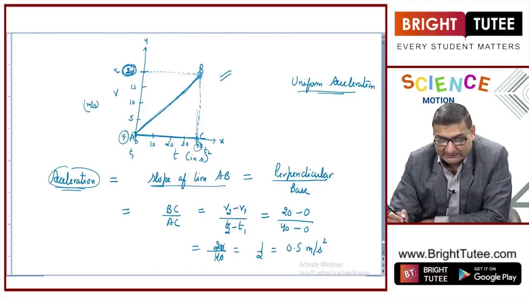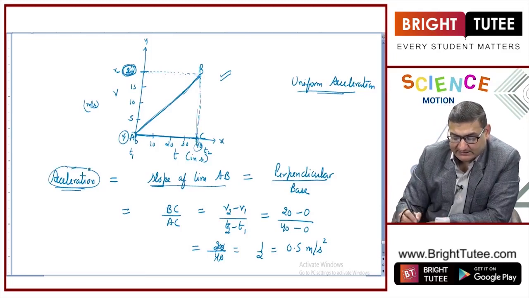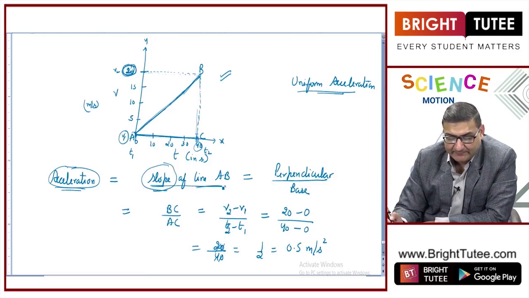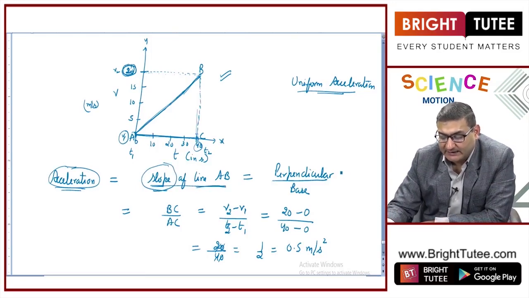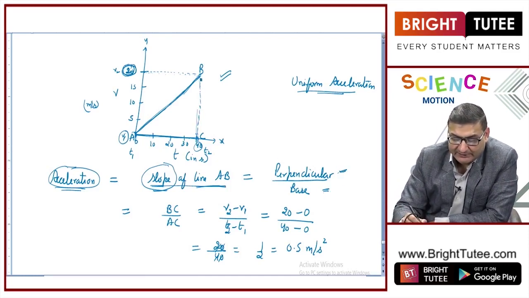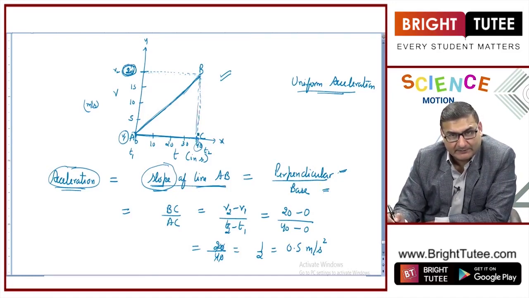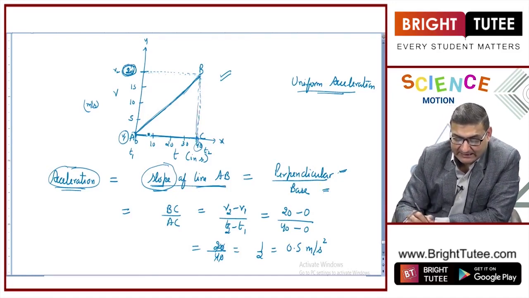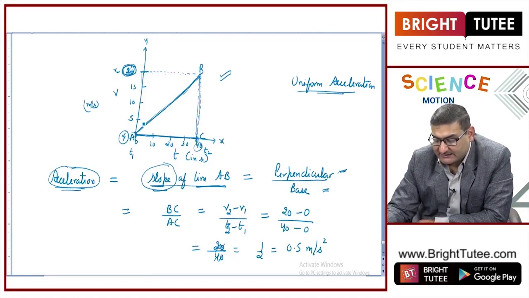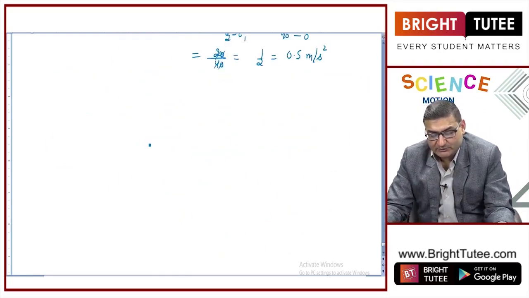So, what we have done is we have calculated acceleration by using the formula slope of line AB, and it is further calculated as perpendicular upon base. Fine. How perpendicular and base? We need to construct the perpendicular with a dotted line, and the perpendicular will be parallel to the y axis. Fine. Let us take one more example in which you will be able to relate it in a better way. Let us see.